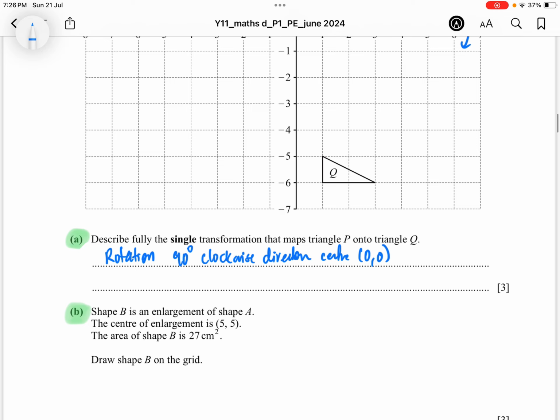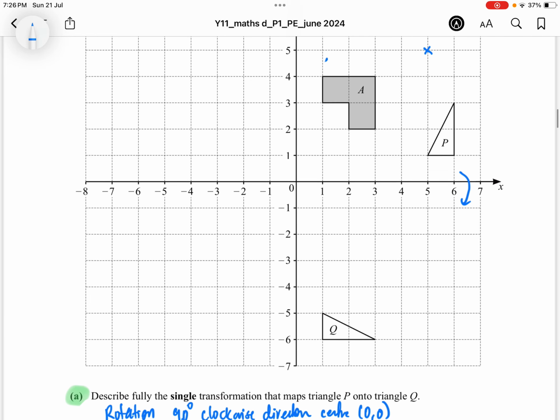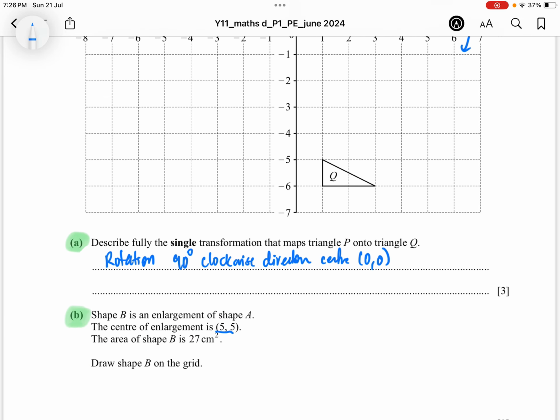Next question says shape B is an enlargement of shape A. The center of enlargement is (5, 5), so let me just label that (5, 5) there. And then the area of shape B is 27.